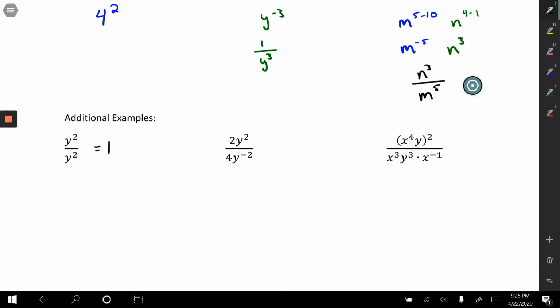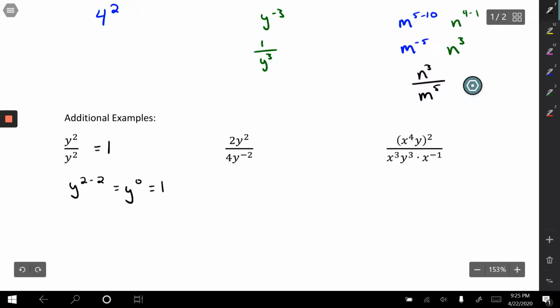The other thing that I can take a look at here, because I know that my quotient rule says that I subtract my exponents, well, what would my exponent be? It would be y to the 0. And this is why anything to the 0 power is 1. Because what it really means is that my exponents are balanced top and bottom, quotient style. And so they all balance out and become 1 with the universe. That's why anything to the 0 power is 1.